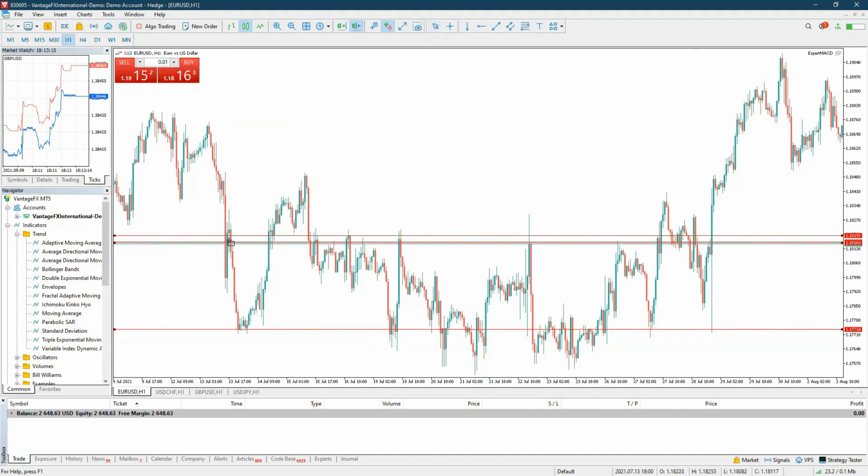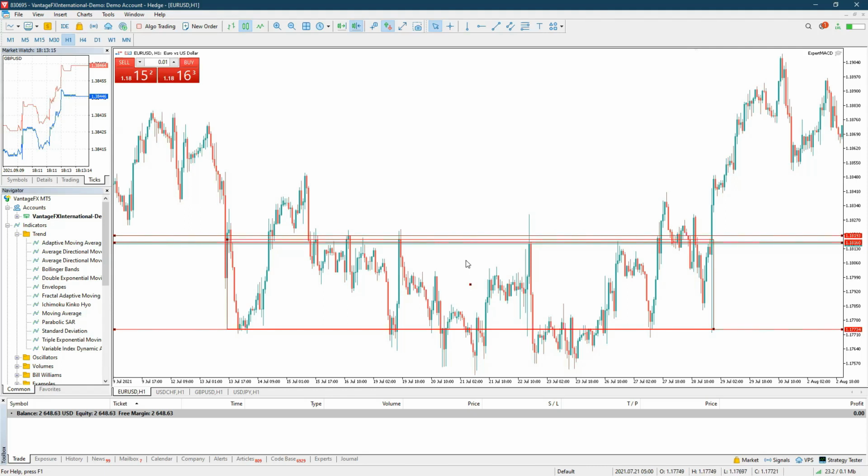Okay, so this is my range here. The range is just a market that is not trading in any trend. So it's just sideways. It's called a sideways market. You notice it's just moving sideways. It doesn't really take any direction in the market.